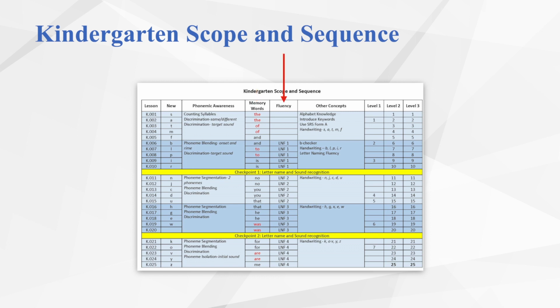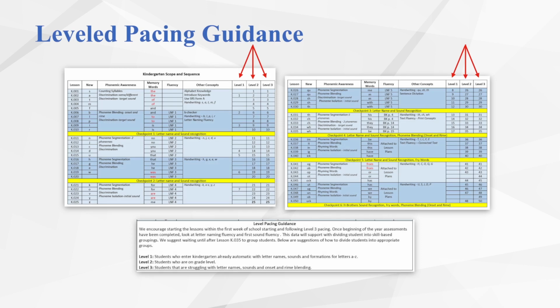The next column is fluency. We begin with letter naming fluency and then move to decodable text. The Other Concepts column shows the other skills that occur at certain times throughout the year, such as handwriting, sentence dictation, and SRS forms. The last three columns in the scope and sequence are leveled pacing.